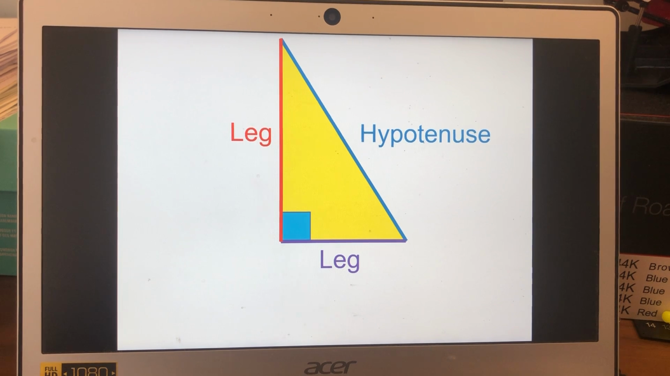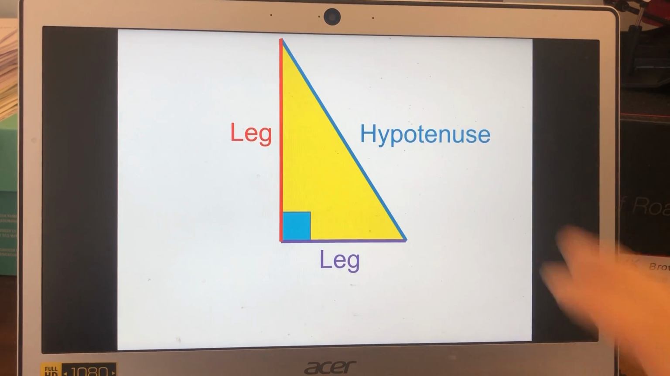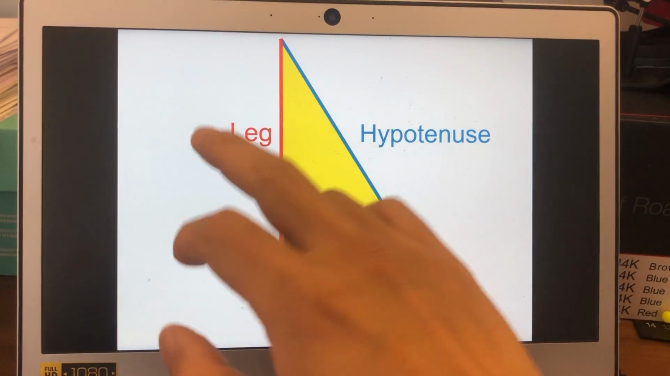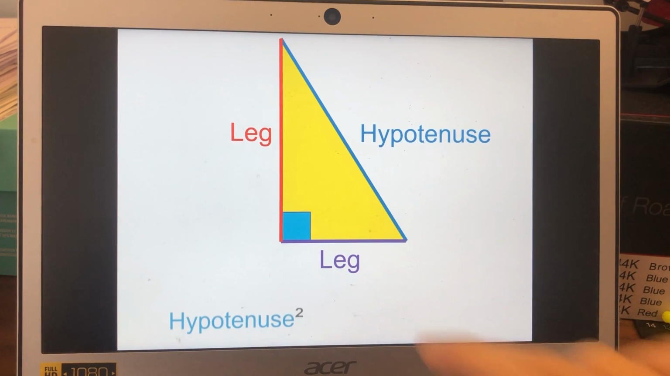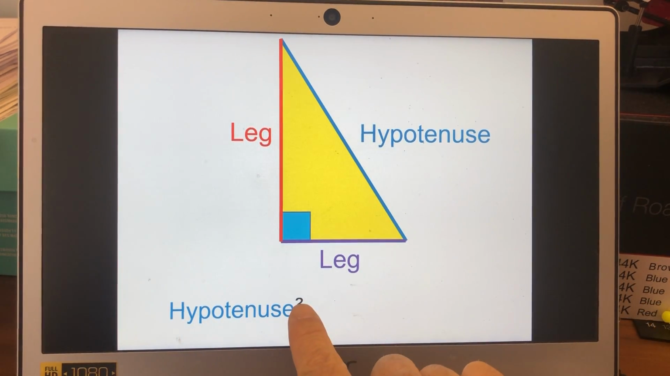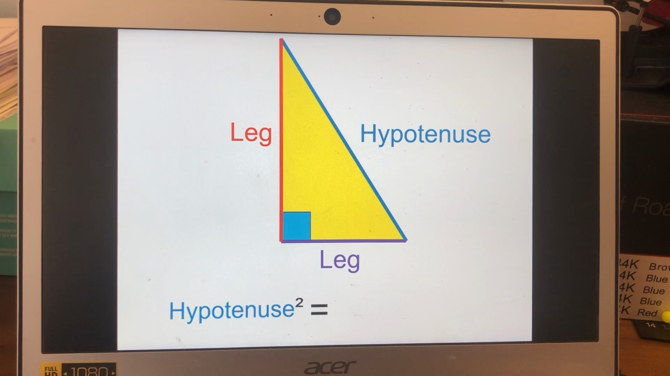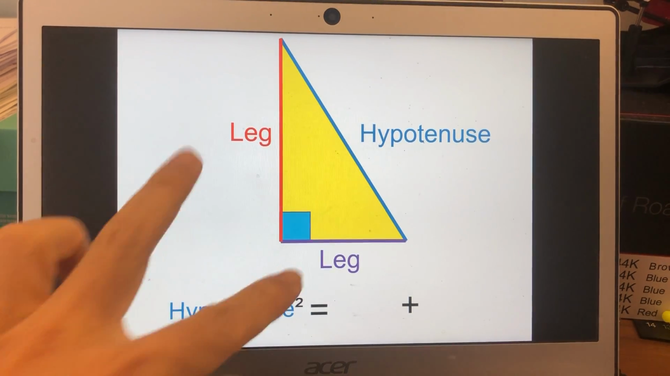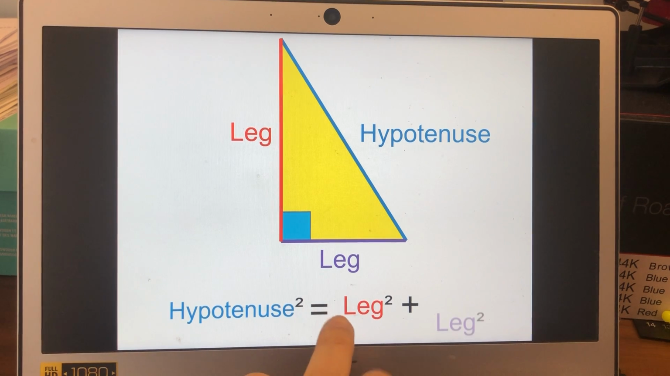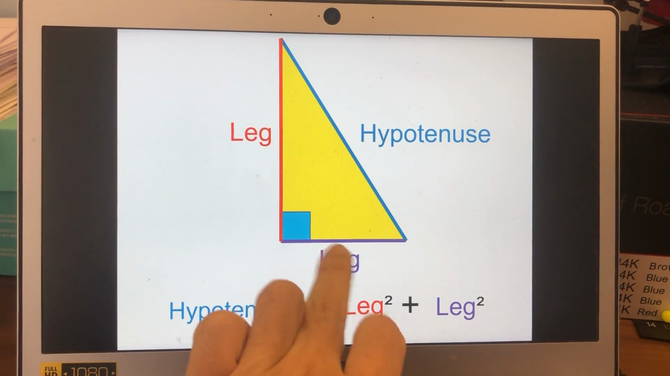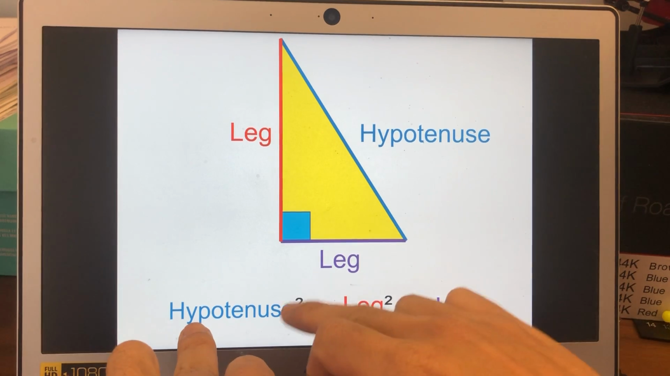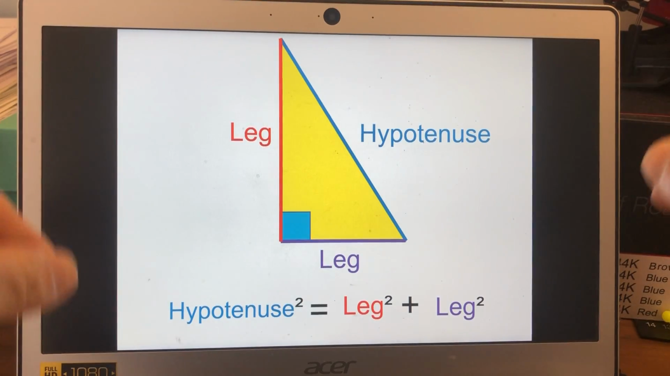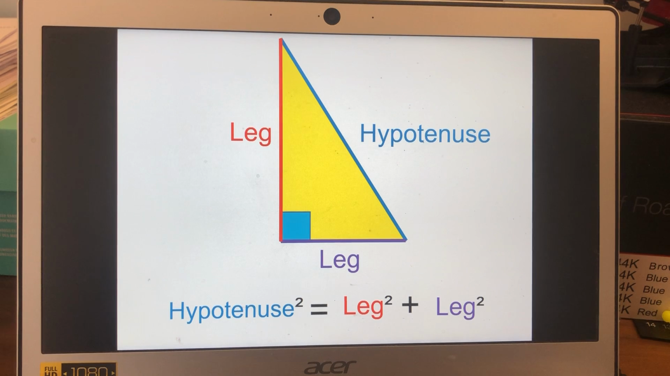So the Pythagoras theorem tells the relationship among these three sides. The Pythagoras theorem says that the hypotenuse square will be equal to the sum of the legs square. So this leg square plus this leg square. The sum of the leg square equals the hypotenuse square. And we call this the Pythagoras theorem. Okay?